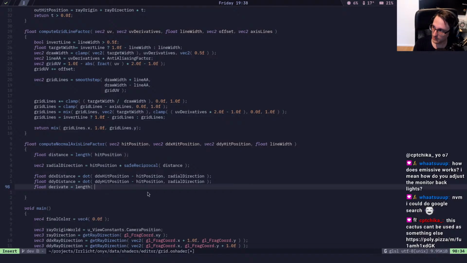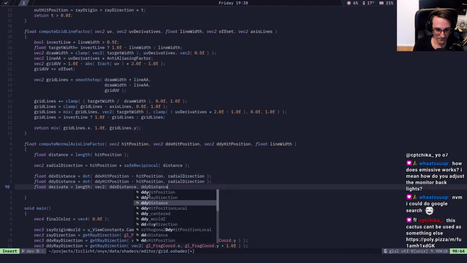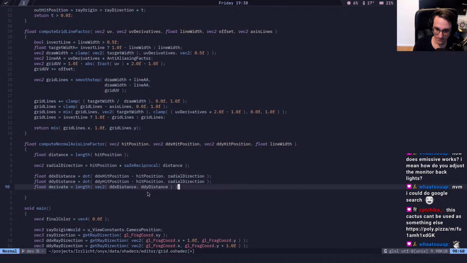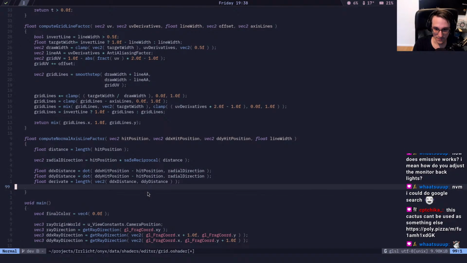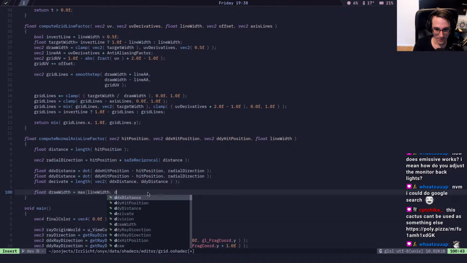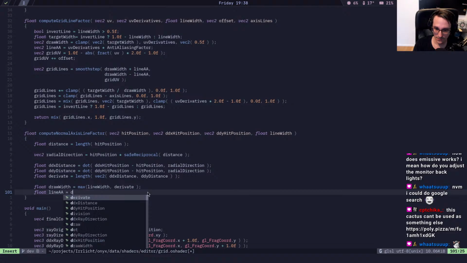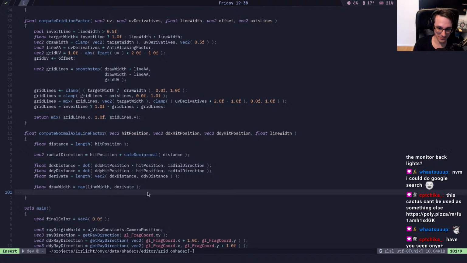And that is the length of our vec2 of those two, basically. Yeah. And then the rest is more or less what we have already up there in the compute grid line factor, which is basically we have a draw width here, which is a max between our line width and the derivative. Then we have a float line AA, which is the derivative times the anti-aliasing factor.